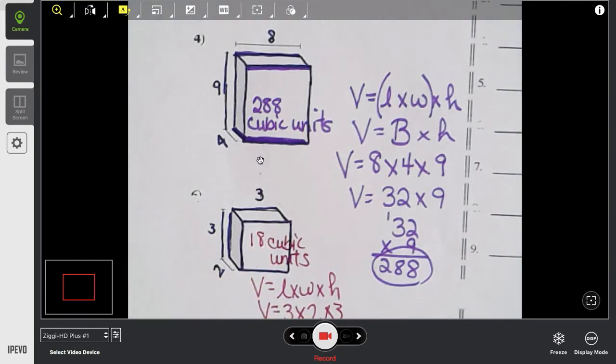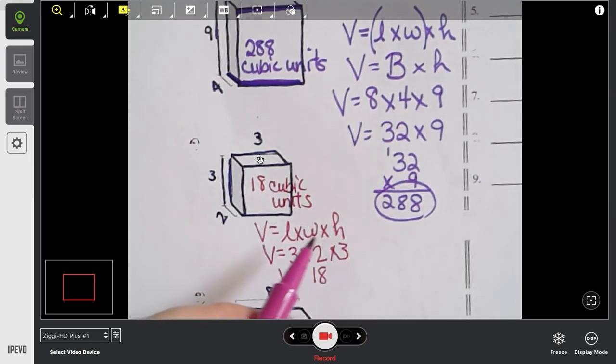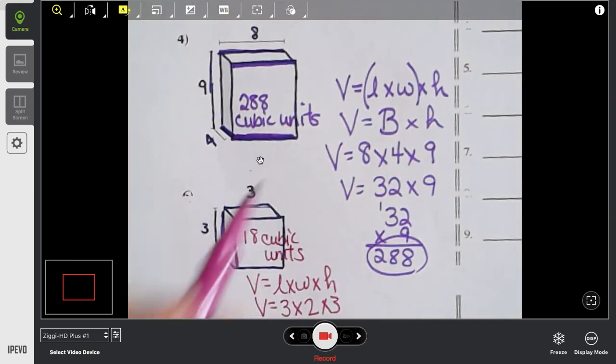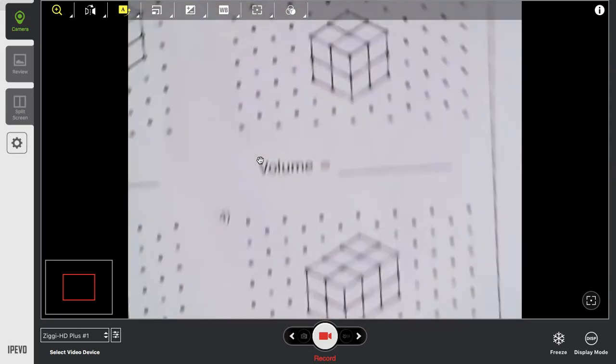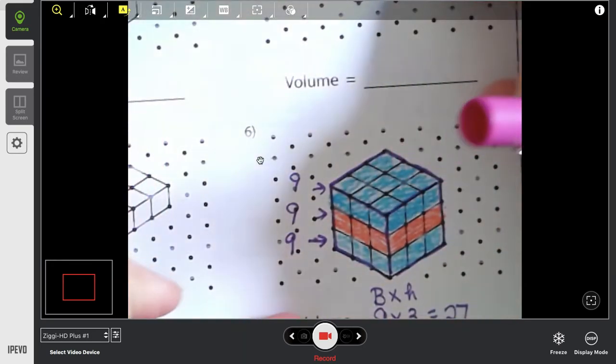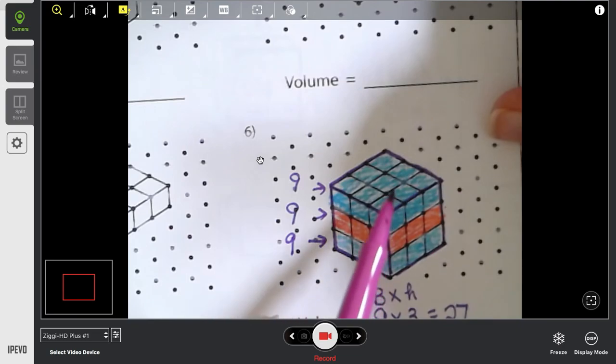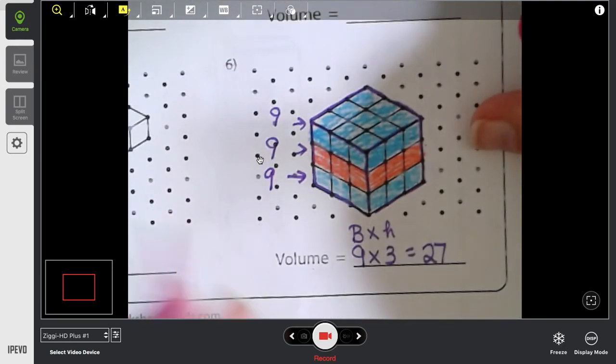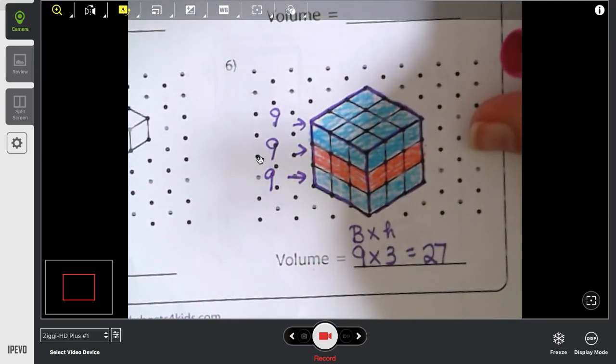So remember, to find the volume, we want to multiply length times width times height, or we can find the base area, how many cubes take up the base at the bottom, which is 9, and multiply it by how many layers, or the height of that object. Good luck with your practice problems.